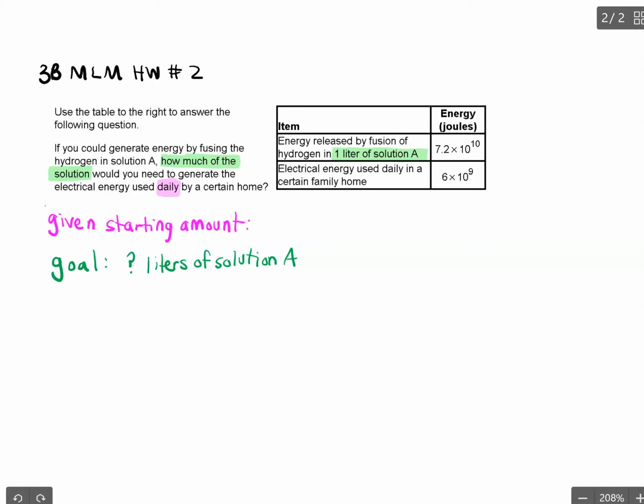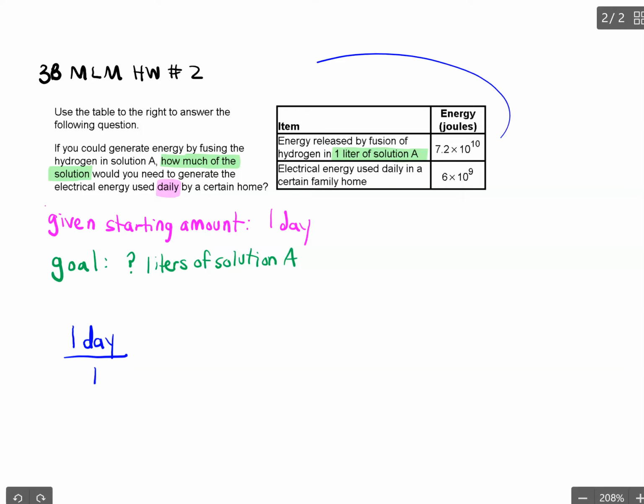Daily is the key word there. We're given a quantity of time. Daily means 1 day. So our given starting amount is going to be 1 day. So I'm going to go ahead and write that starting amount as a fraction. I'm just putting it over a 1. It wasn't a rate. It's just a quantity of time. 1 day, I make it a fraction by putting it over a 1.